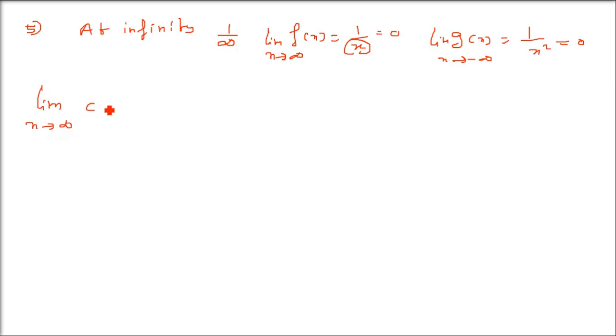If limit x tends to infinity of c, so you are putting some limit, but it is a constant, say 4. So what do you get? You'll always get 4. I hope you got the idea. If you have plus infinity or minus infinity, it doesn't matter. It will always be 4 because there is no x involved.